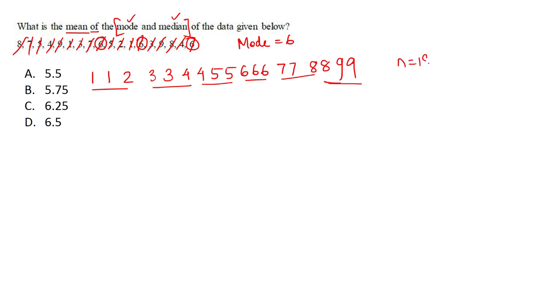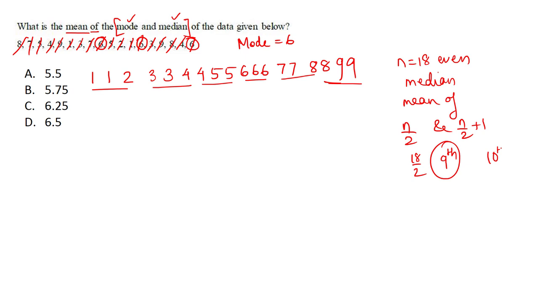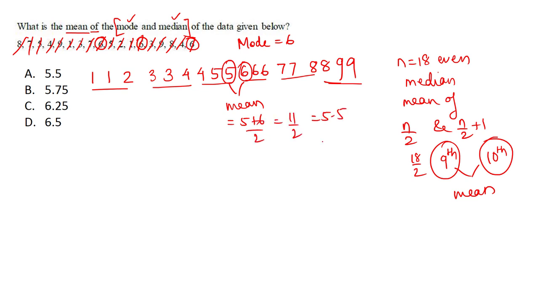So N is 18, which is even. So the median is going to be the mean of the n by 2th term and the n by 2 plus 1th term. So n by 2 is 18 by 2, that is the 9th term, and the 10th term. The mean of these two is going to be the median. So what is the 9th term? This is the 9th term and this is the 10th term. So what is the mean of this? The mean is going to be 5 plus 6 divided by 2, 11 by 2, that is 5.5. This is the median. I'll write over here, median.